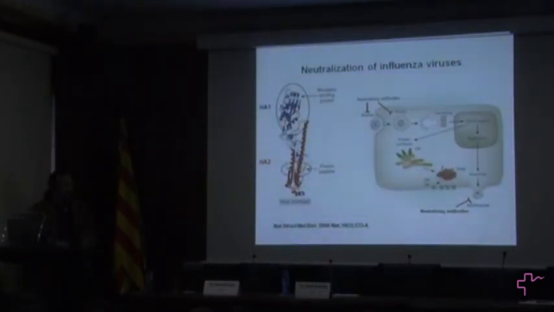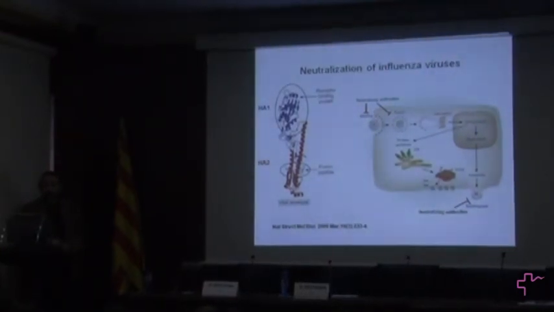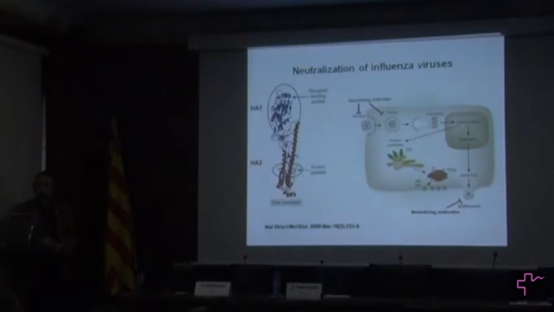And the approach that I'm using in collaboration with Peter Palese and Florian Kramer, who are also at the Mount Sinai School of Medicine in New York, is to try to induce antibodies against one region in the hemagglutinin that is quite conserved among influenza viruses, but that in general does not induce antibodies. And this region is the stalk of the hemagglutinin. Here in this crystal structure of the hemagglutinin is this area of the stalk.